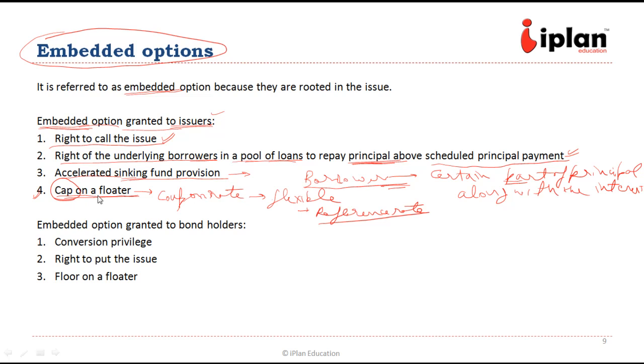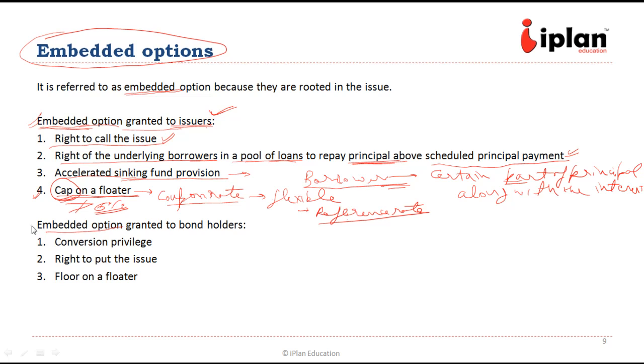But there could be a constraint, a cap, that interest cannot be greater than some percentage, say 6%. So if there is a 6% cap on the bond and it is a floating rate security, we know that the coupon rate will vary, it is flexible along with the reference rate, but to the maximum limit of 6%. It cannot move beyond 6%. So that means 6% is the cap on the floater. If there is a cap on the floater, it is in the interest of the issuer. The issuer is the one who is going to pay this interest. So this option is granted to the issuer.